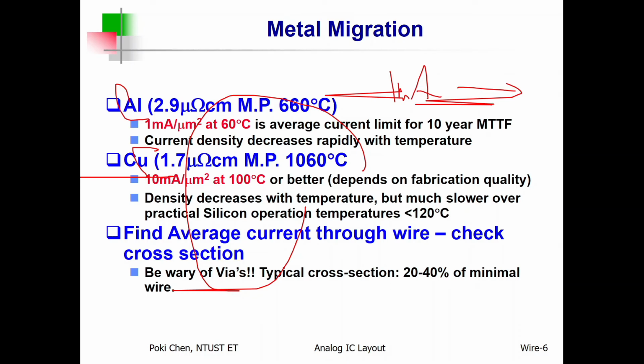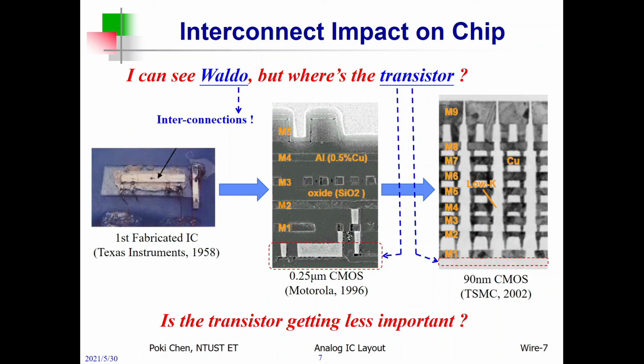But for me, my very rough recommendation is again 1 milliampere means 1 micron for your metal 9. I guess, roughly speaking, this should be good enough. Then let's go back to the future.